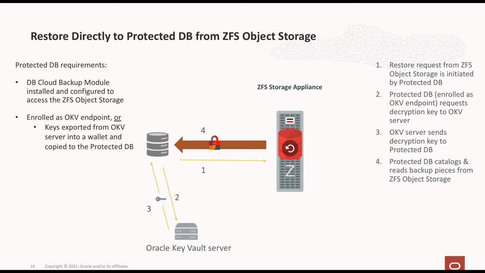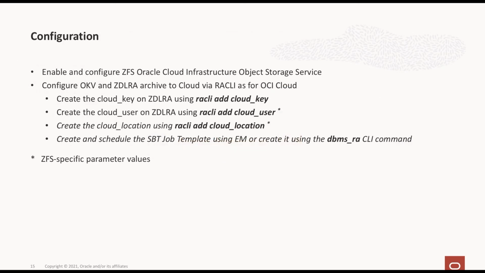Okay. To configure this feature, we use exactly the same process we use for the OCI public cloud. First of all, obviously, you need to configure the OCI object storage service on ZFS. And then you go to the recovery appliance, you configure OKV as documented in the ZDLRA admin guide. And then you create the 3 configuration objects that we use to set this up.